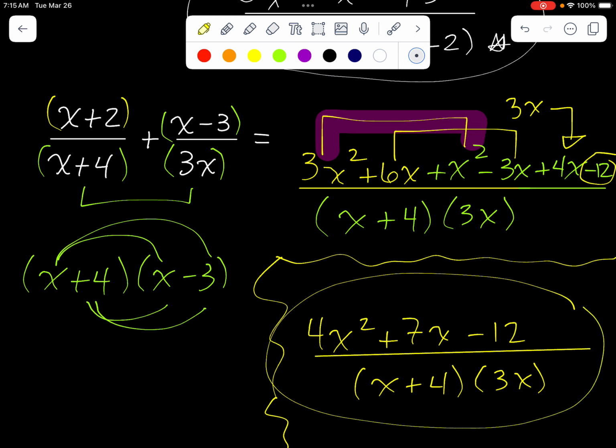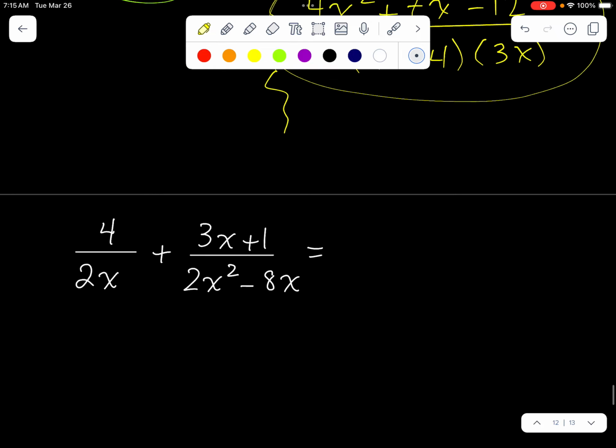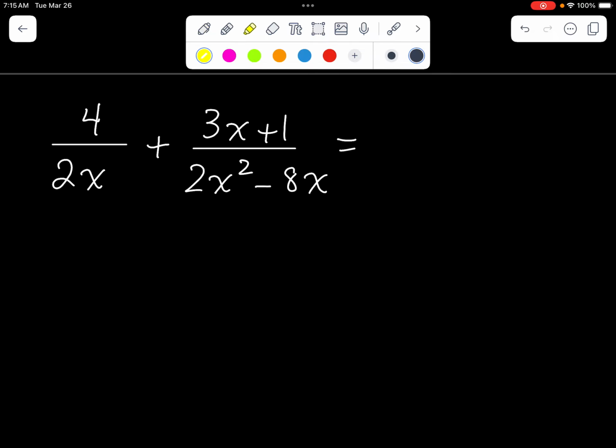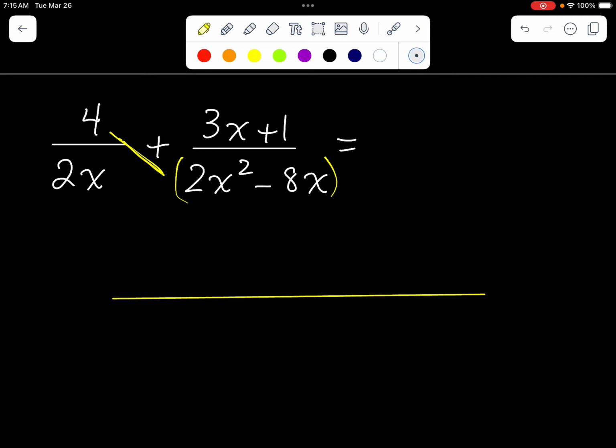Let's look at one more problem here. All right. Let's cross multiply, or we'll say cross distribute. The first thing I want to do is cross distribute this direction here. And again, it doesn't matter which direction you go first. Draw my fraction bar. Here we go. We're cross distributing right here. 4 times 2x squared is 8x squared. 4 times negative 8x is negative 32x.